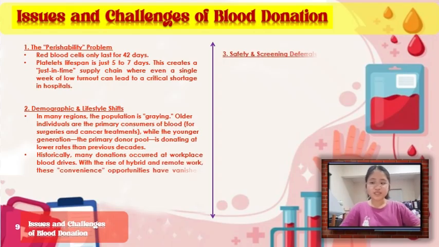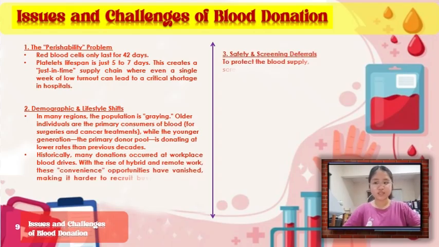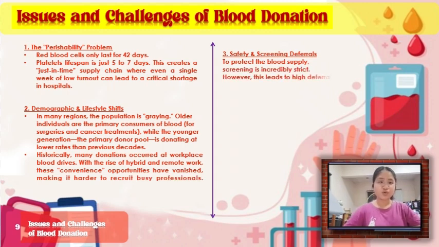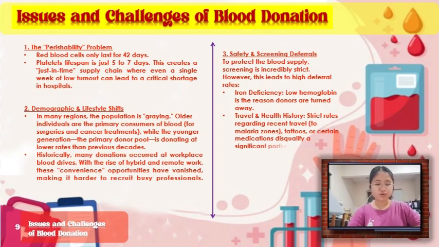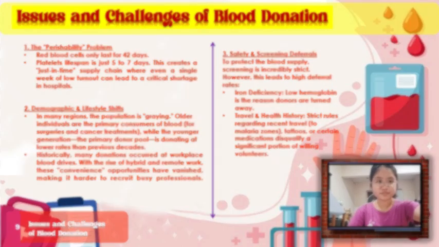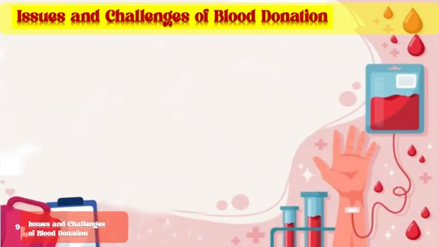Number 3: safety and screening deferrals. To protect the blood supply, screening is especially strict. However, this leads to high deferral rates. Iron deficiency and low hemoglobin are the main reasons donors are turned away. Travel and health history: strict rules regarding recent travel to malaria zones, tattoos, or certain medications disqualify a significant portion of willing volunteers.